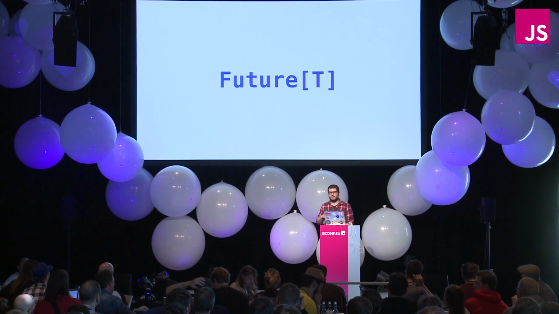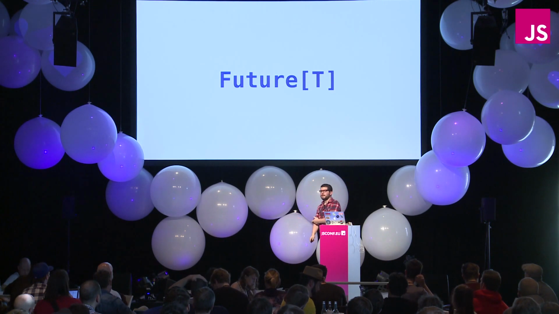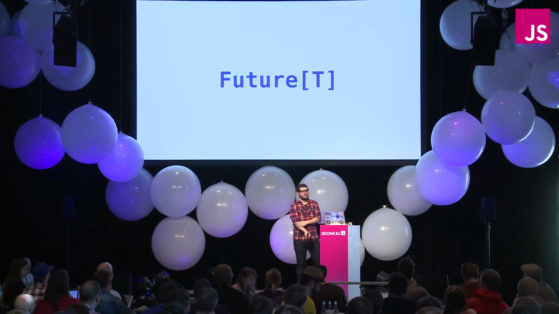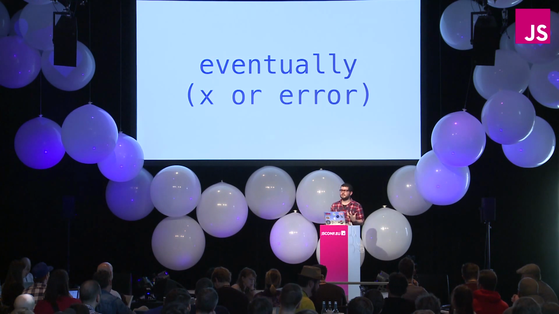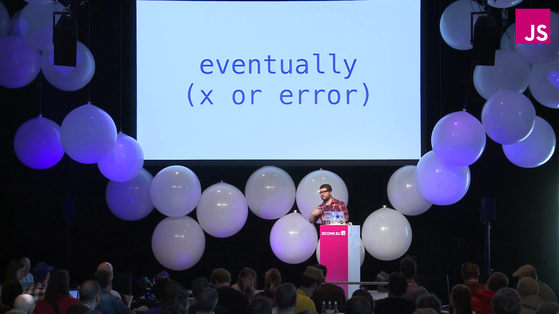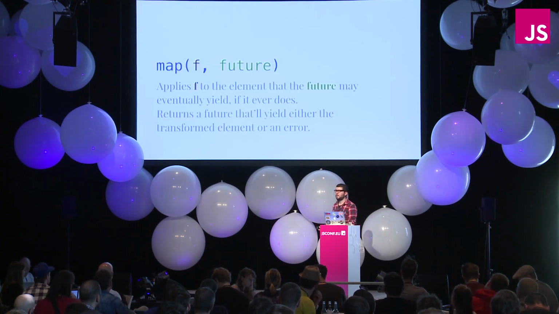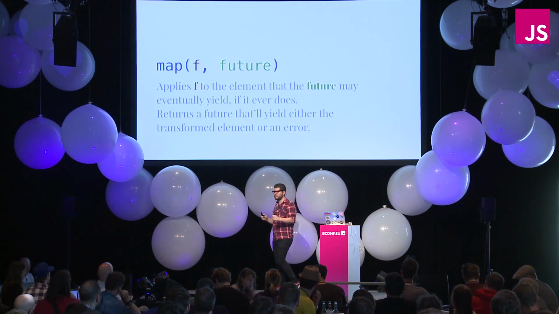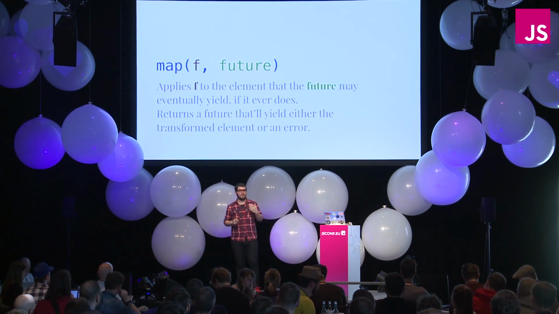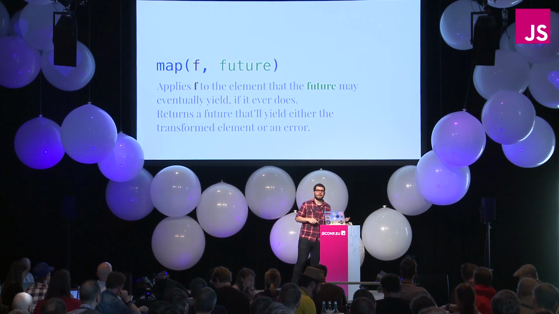But then there's something a bit different that behaves exactly the same, and it's futures. Futures are just things that represent an eventual value, so eventually x or an error. So it's something in the future that will either return a value or yield an error. But we can also map over those, because if we think of them as these sort of containers, we can transform the value whenever it exists and just don't do anything if there's an error, or do something else.